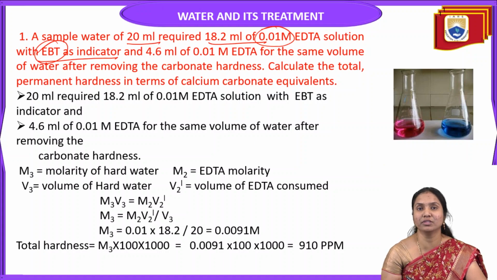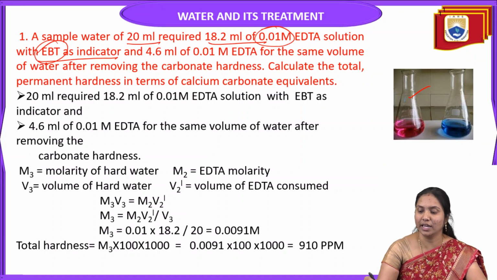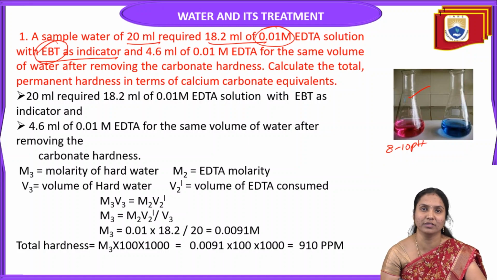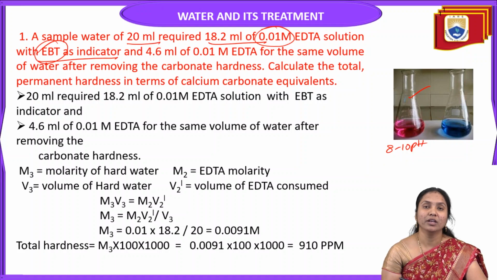For example, what is the procedure? The given water sample is taken in a conical flask, and we add buffer and EBT indicator. What purpose is the buffer used for? To maintain a stable pH. In this method we maintain a pH range of 8 to 10, because at this pH range only EDTA forms complexes with hardness causing ions. So in the conical flask we take the given hard water sample, buffer, and Eriochrome Black T indicator. EBT is used as the indicator.